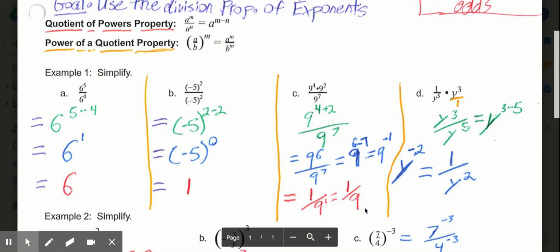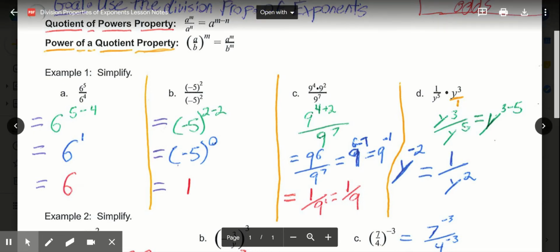And in D, we have 1 over y to the 5th times y to the 3rd, which I rewrote as y to the 3rd over 1. So if we multiply top and bottom, we end up with y to the 3rd over y to the 5th. So we are going to use our quotient of powers property and subtract the exponents. 3 minus 5 gives us y to the negative 2nd, which we can rewrite as 1 over y squared.